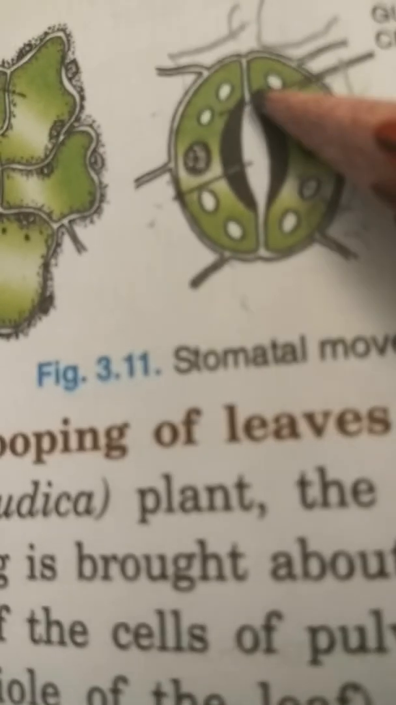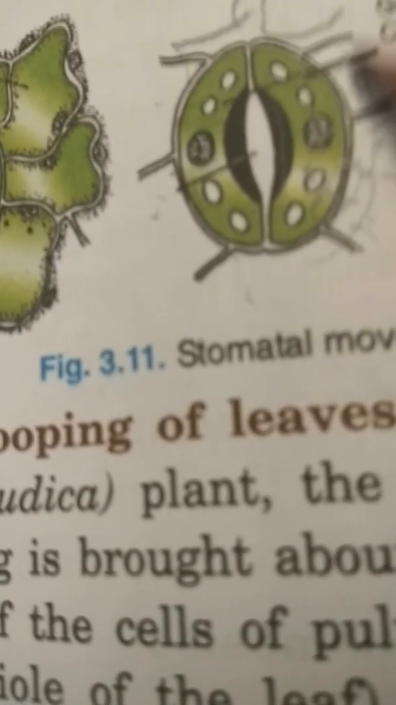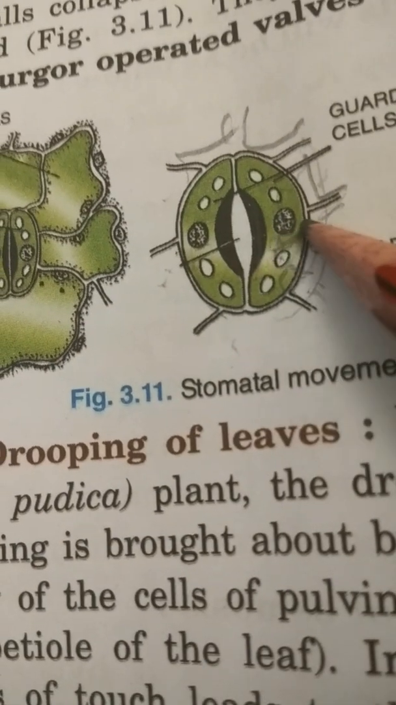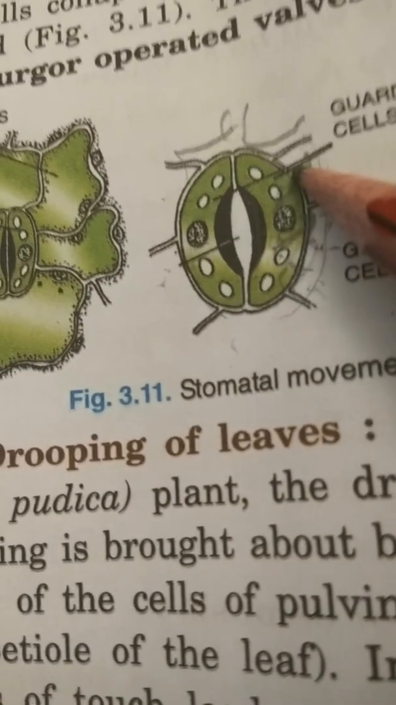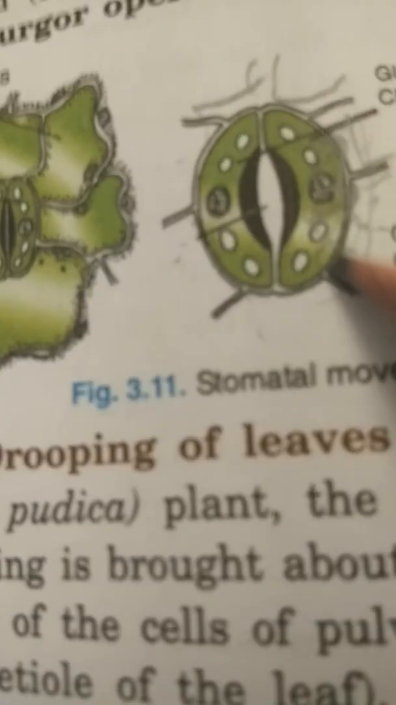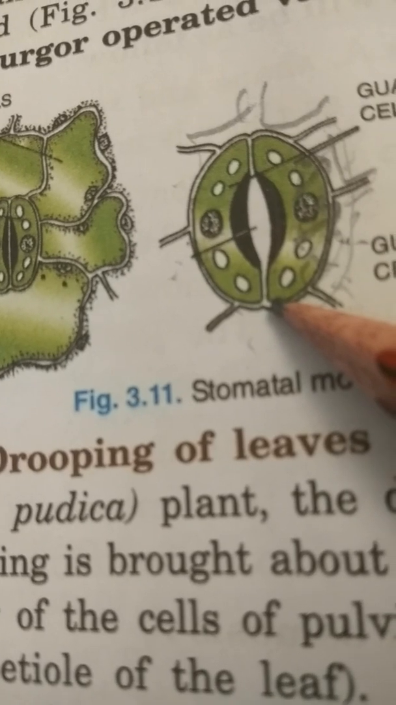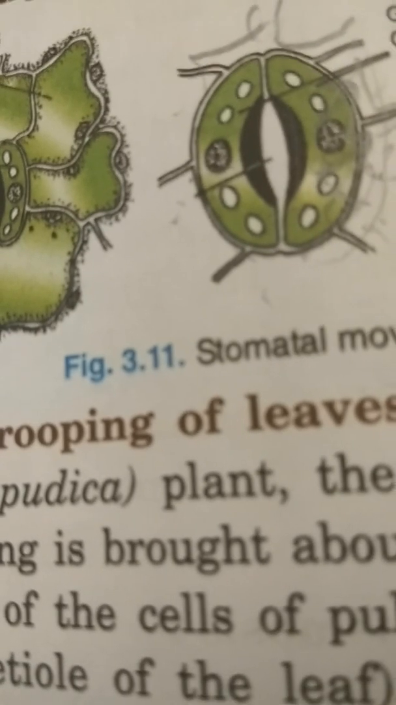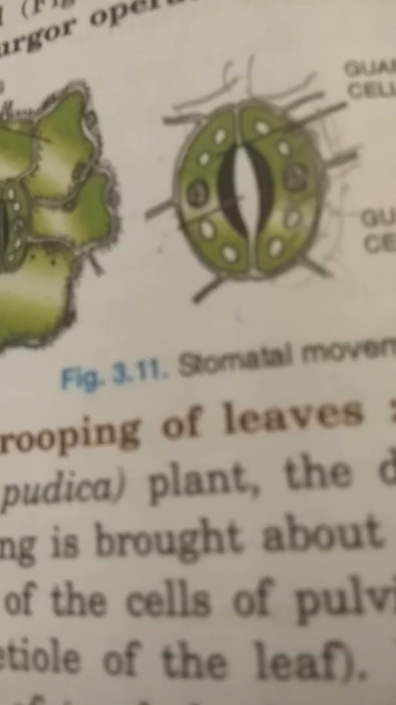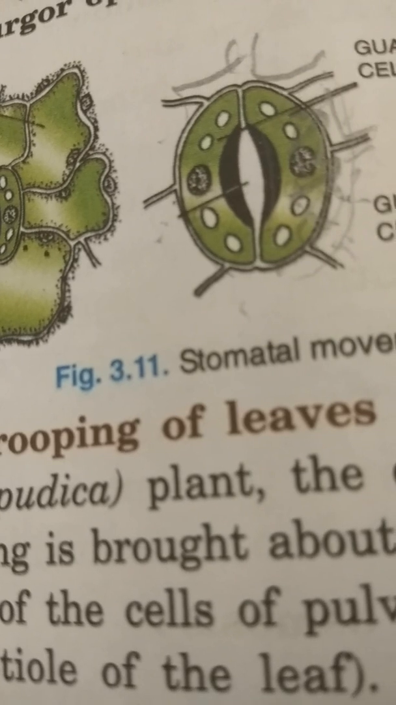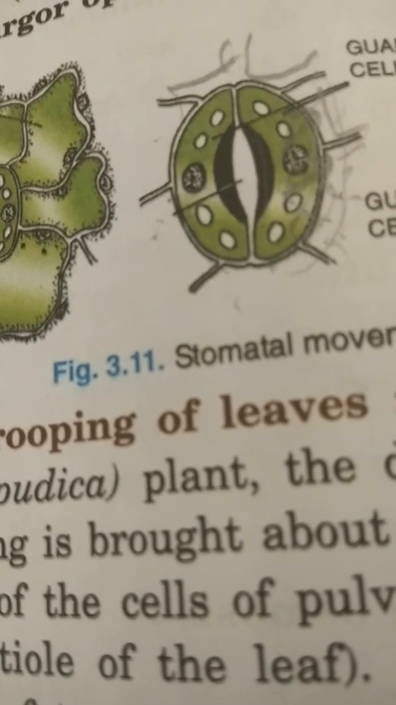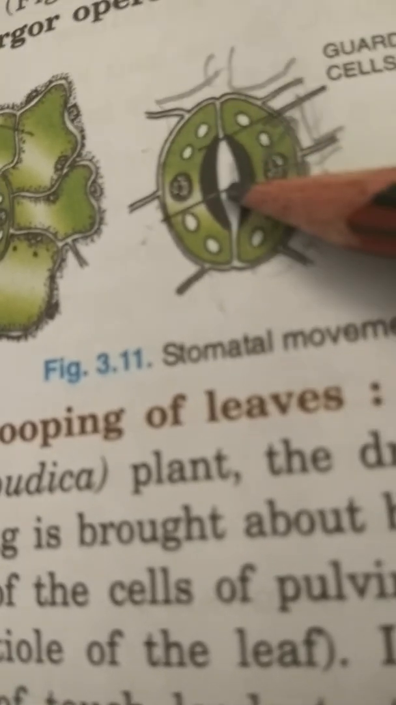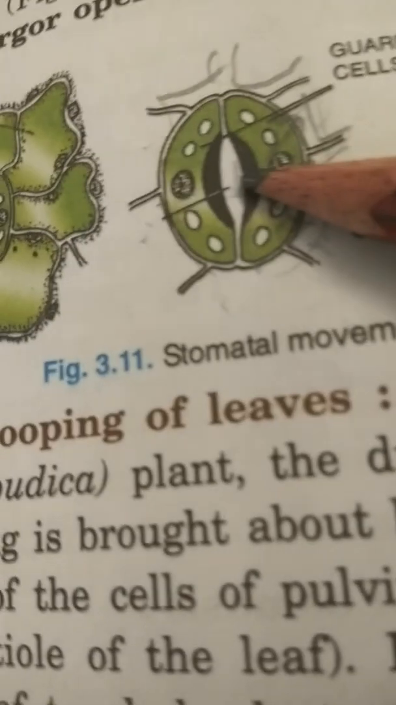The guard cells' inner wall is thick, outer wall is thin. So the turgor pressure of the cell content will be applied to the walls of the guard cell, that is, on the cell wall. This will push the guard cells into an arch shape, and the guard cells will bend in an arc shape, opening this cavity in between the guard cells, called the stoma. The stomata opens.